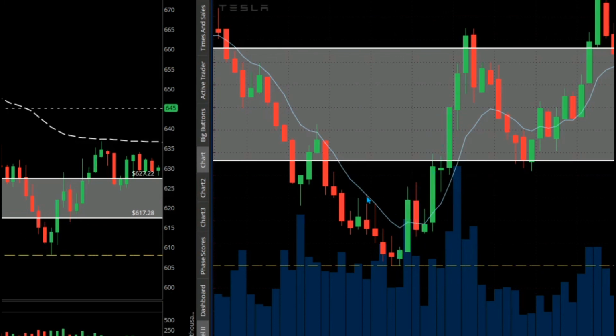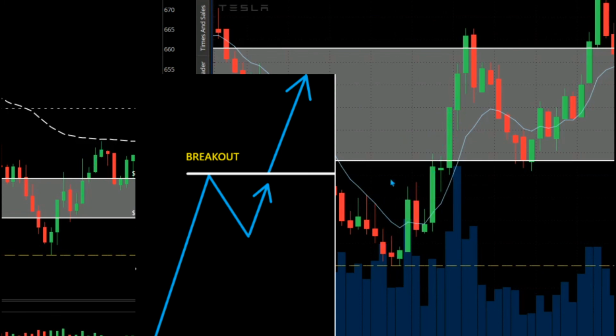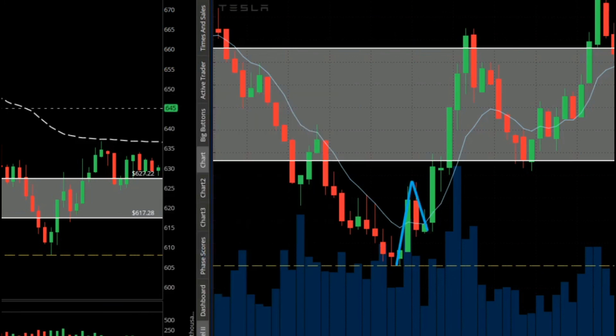I'll throw the picture up of the breakout as well. And a breakout is something like this. We come up, we retrace, and then we skyrocket. I really wish I took this trade. I did not take it, but I hope the analysis is helpful.